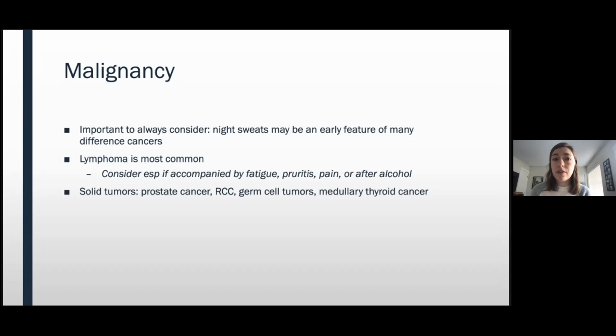They may be an early feature of many different cancers. Lymphoma is the most common. You want to consider that, especially if the patient is also experiencing fatigue, generalized pruritus or pain, or these symptoms after alcohol consumption. And obviously, if they're reporting lymphadenopathy, you want to consider that. There's a lot of solid tumors that can also cause night sweats. The most notable ones are prostate cancer, renal cell carcinoma, germ cell tumors, and medullary thyroid cancer.